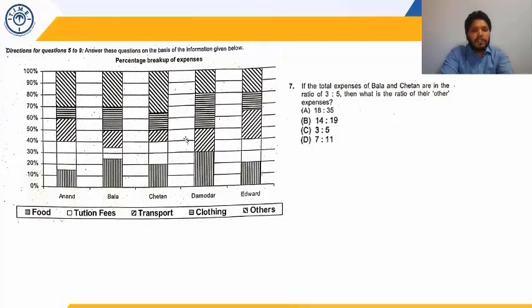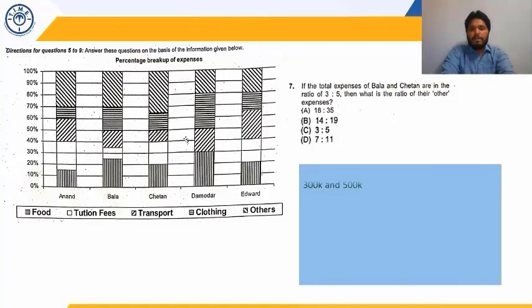Bala spent 30% of his total expenditure on others, and Chetan spends 35% of his total expenditure on others. Okay, so first we need to just assume something for total, and the ratio of their total is given to us to be 3:5. So let's start solving the question.